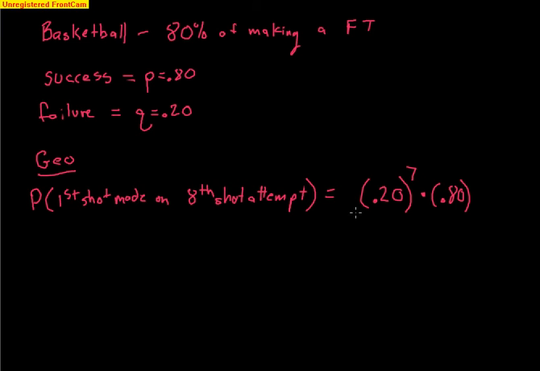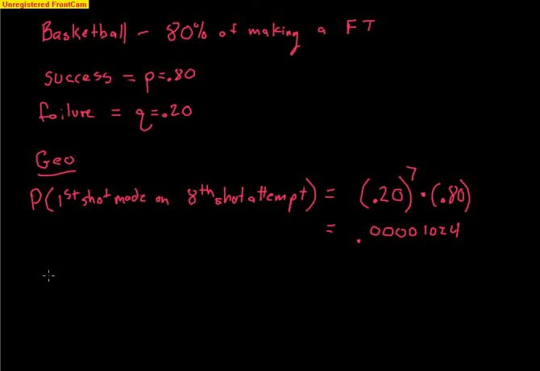It ends up being 0.00001024, or if you move the decimal over twice, it's 0.001024%. So very, very small. Why is it so rare? Well, for crying out loud, Bailey's got an 80% chance of making a free throw. It shouldn't take her till her 8th attempt. So geometric probability is very easy. No one's trying to make it tricky.